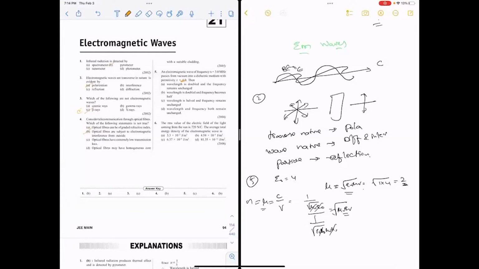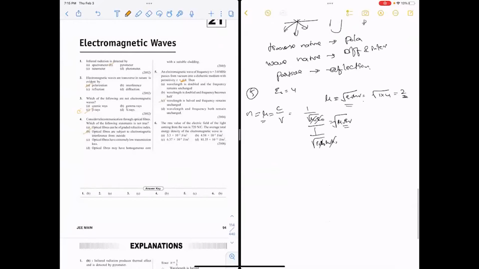Frequency remains the same, it won't change. So option A, frequency is unchanged. Options C, D: what will happen to the speed? Speed becomes half. Agreed? That means wavelength is halved, and frequency remains unchanged. Am I right? Yes. Good. So how to use the formula, you understood?